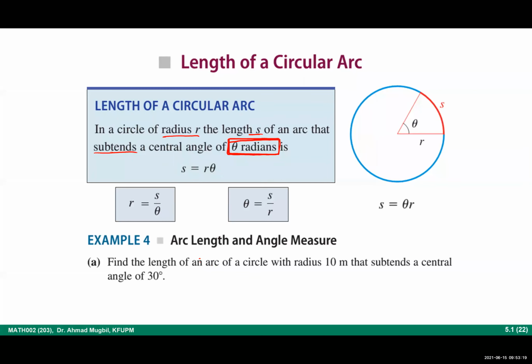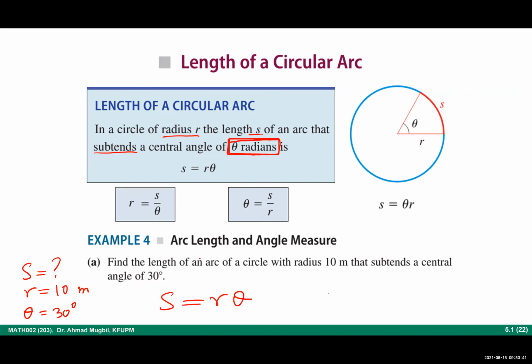Now let's take an example. Find the length of arc. So what he wants is s. Find the length of arc of a circle with radius 10. So we have r equals 10. 10 what? 10 meter. Be careful about the units. That subtends a central angle of 30 degrees. So theta is 30 degrees. So according to the relation here, what is s? s equals r theta. Is that right? Then what is r? r is 10 times theta is 30. So what do we have? 300. What is the unit? Meter. So the length of the arc is 300 meter. Is that right?